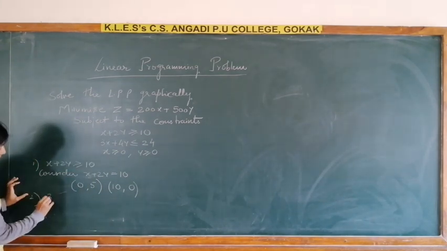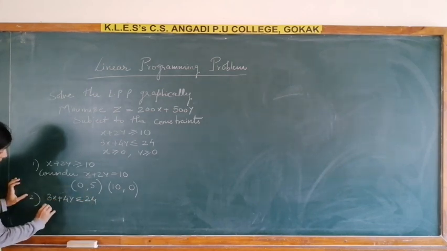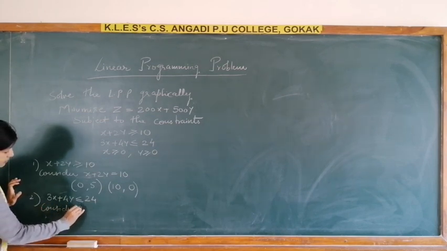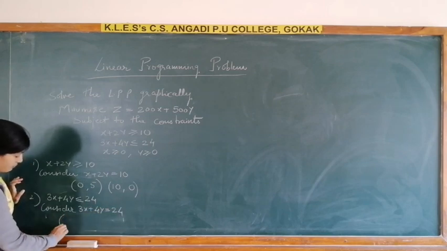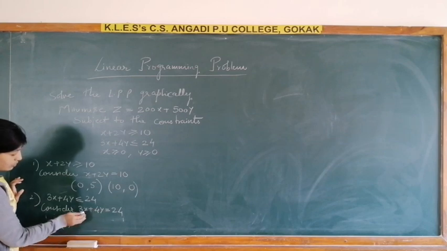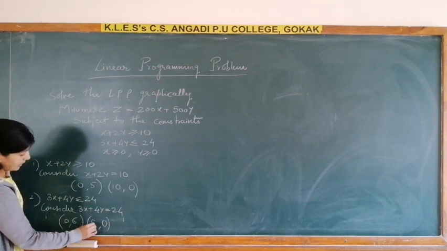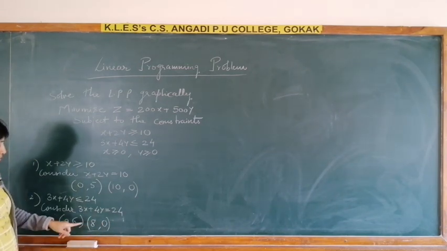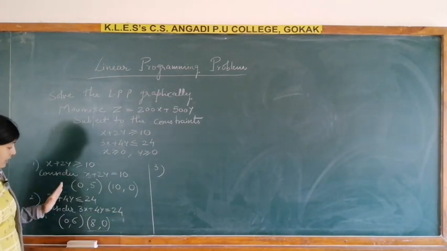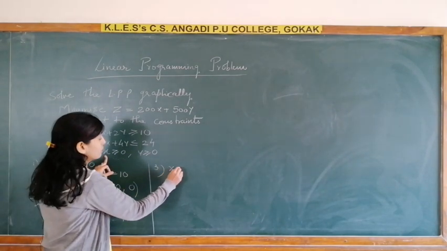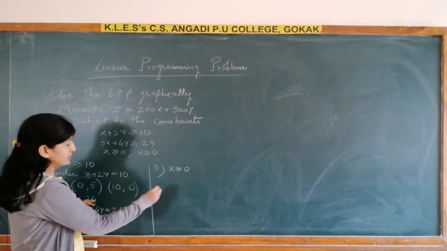Second one is 3x plus 4y is less than or equal to 24. Again consider the equation. Consider 3x plus 4y is equal to 24. In the same way, when x is 0, y will be 6, since 4 sixes are 24, and when y is 0, x is 8, since 3 eights are 24. So what points did you get? (0, 6) and (8, 0). Third, take all the constraints one by one clearly. Third is x is greater than or equal to 0. I told you this is a non-negative constraint. So what do you consider here?